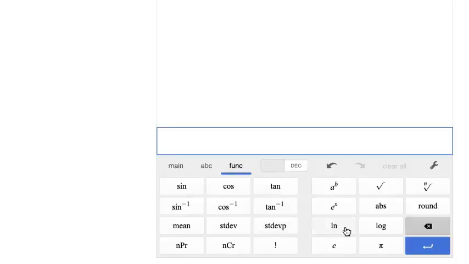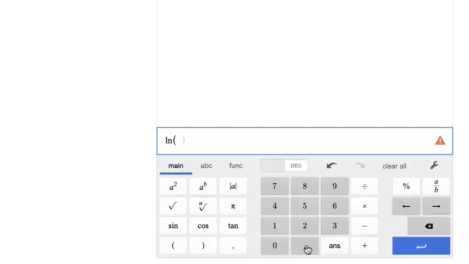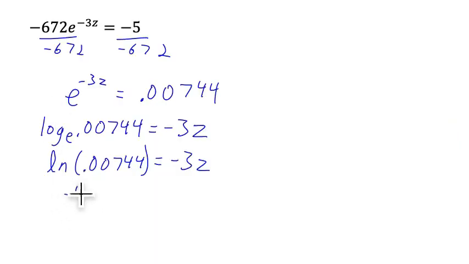How about the natural log of 0.00744. Not quite at the answer yet, so I'm going to use lots of decimal places, negative 4.9009. And then just divide both sides by negative 3. And when I do that and round to the nearest hundredths place, I get 1.63.